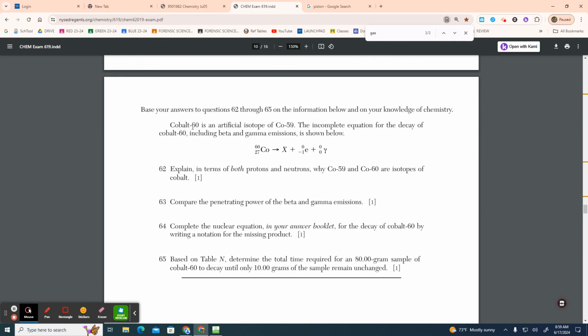Okay. Cobalt 60 is an artificial isotope of cobalt 59. The incomplete equation for the decay of cobalt 60, including beta and gamma emissions, is shown below. What is that, X?